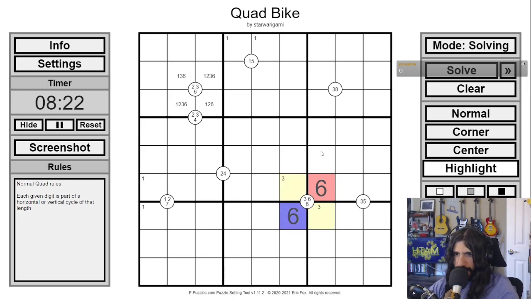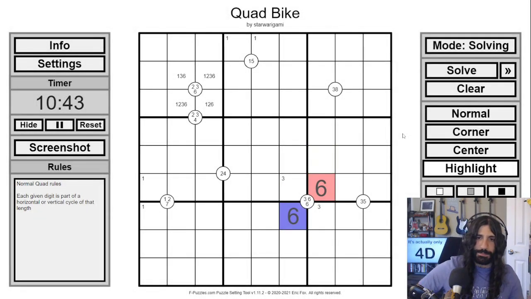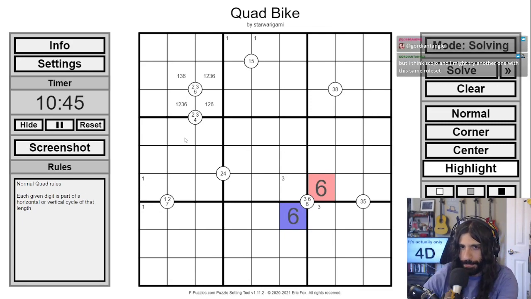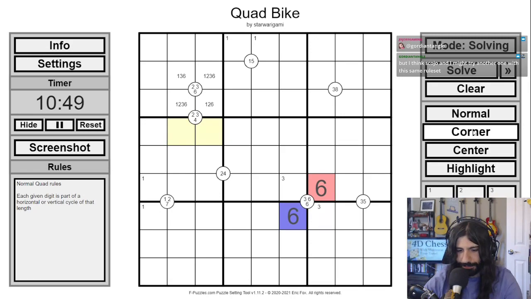So we don't know whether the 3 is here or here yet, I think. But we'll keep going. Let's see. What are we doing here? So one of these has to be a 4, right? So I guess we can just mark that out, which means that there can't be a 4 anywhere else here or anywhere in here. So one of these has to be a 4.